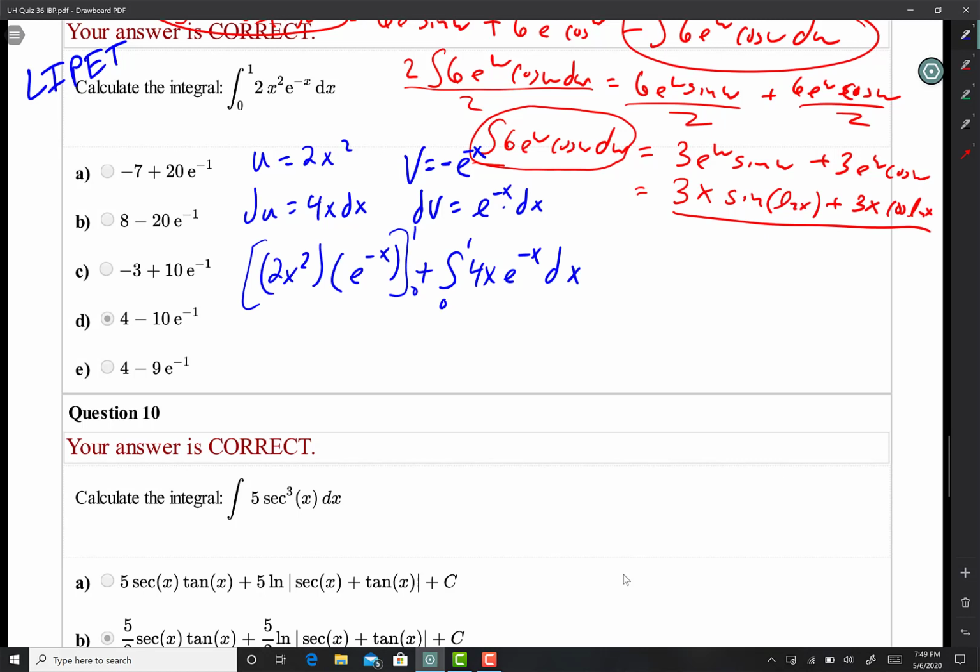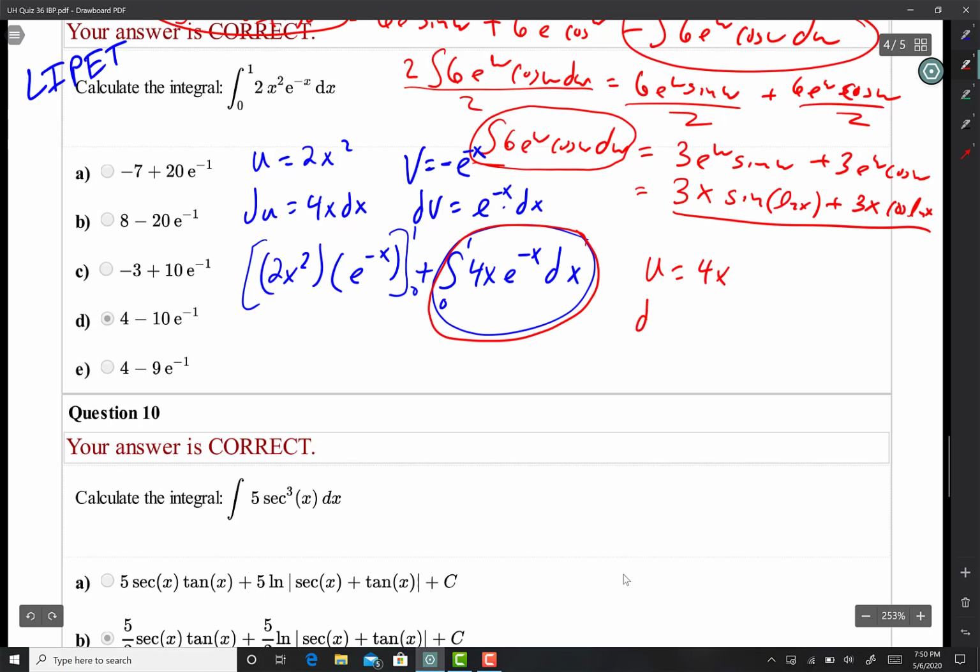I'm going to continue. So again, on this one right here, let me circle it in red and do that part in red. I'm going to set my u equal to 4x, so then du is equal to 4 dx, and then v and dv. My dv again is e to the negative x dx, so that means my v has to be a negative e to the negative x. Okay, we're ready. Let's go from the top.